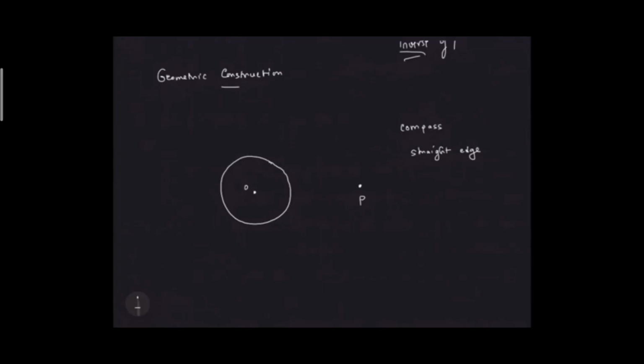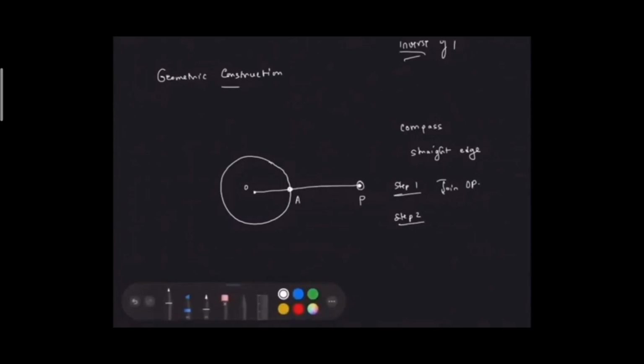In this video, I'll give you the recipe or the method of doing this, and I'll ask you to actually prove that this method works. In the next discussion, we will explain why the method works. So the first thing you have to do, step 1, is to join OP. Let's suppose this point is the point of intersection of OP and the circle.